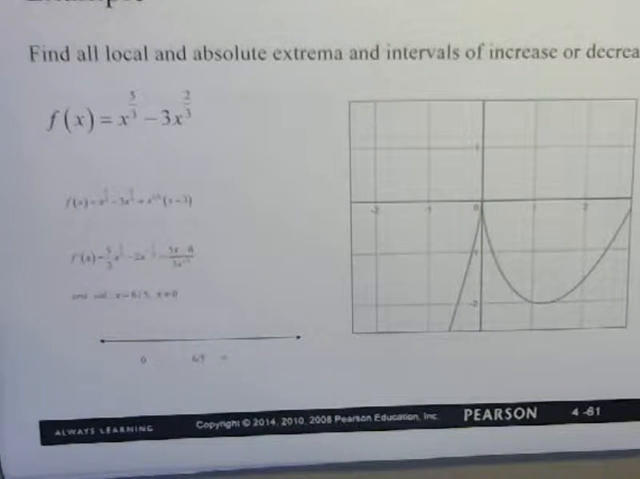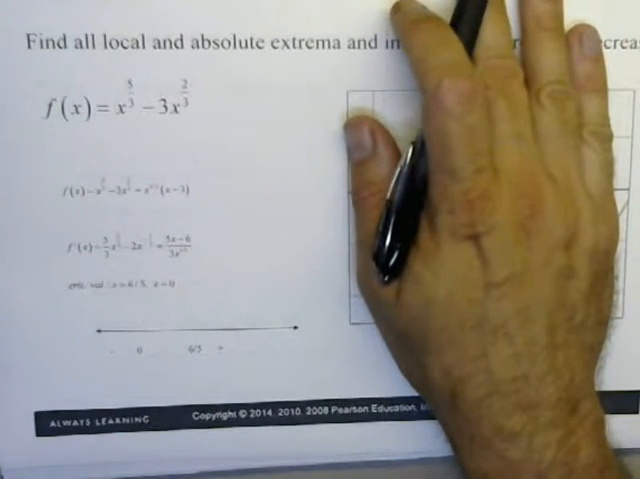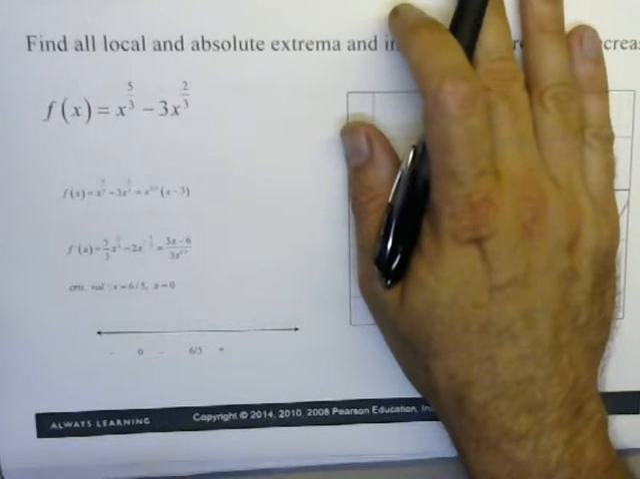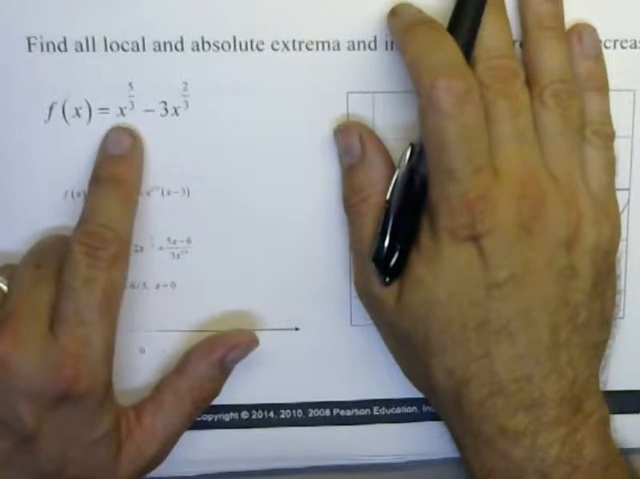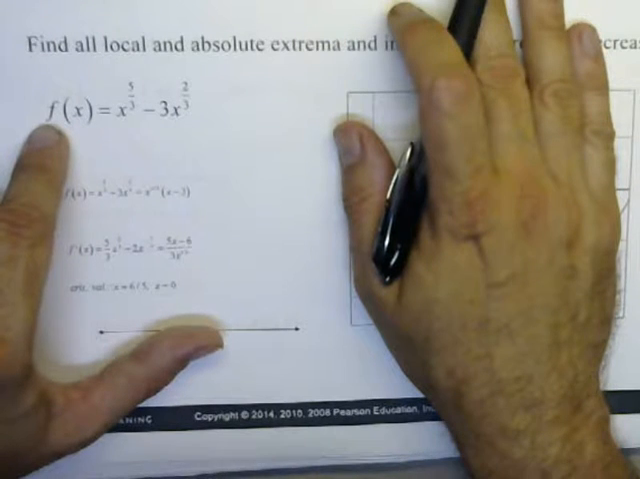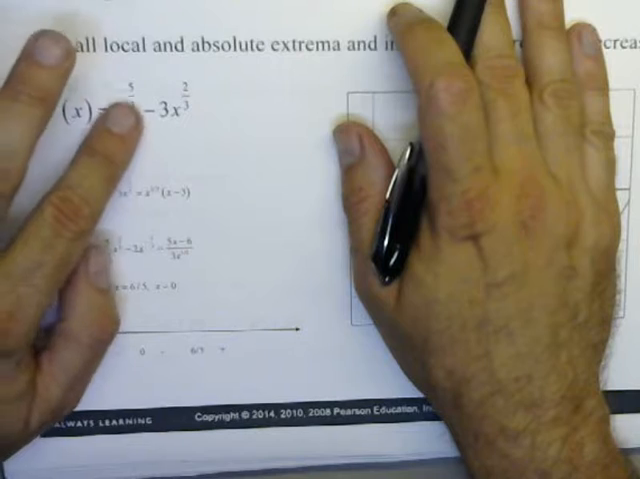Let's maybe look at another example. So let's say we want to find all the local and absolute extrema and intervals of increase or decrease for this function. Now I've got the graph over here. Let's pretend we don't know what the graph looks like, because again, you may not be able to use a graphing calculator on these sorts of problems on the exam. So what I want to do first of all is take the derivative of this function, and I guess I'm going to factor it here first.